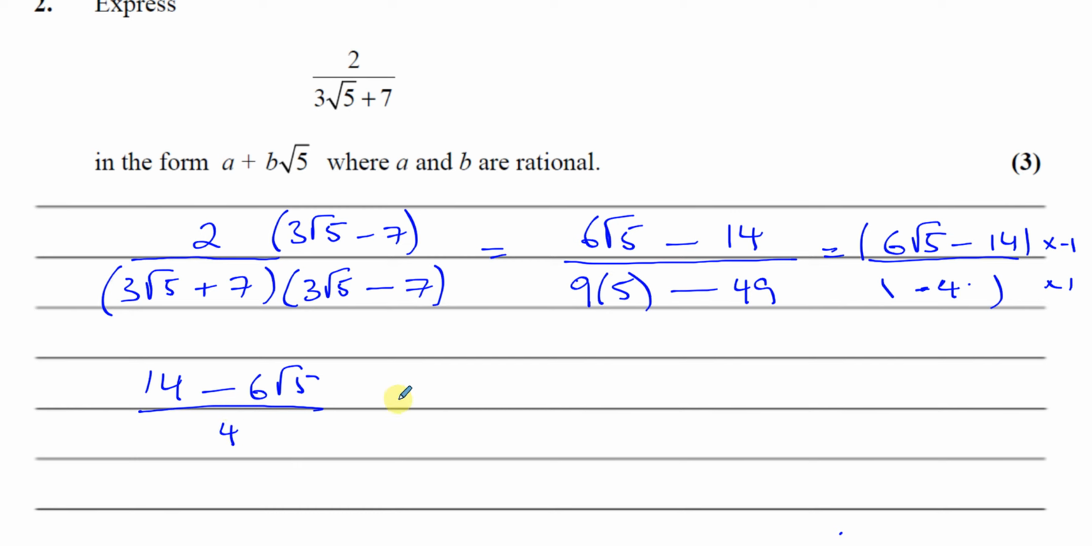Okay, so now that looks a bit easier to deal with. So I have 14 over 4 minus 6 times root 5 over 4. So they want it in this form, a plus b root 5. So 14 over 4 is 7 over 2, which is 3.5, minus, and 6 over 4 is 3 over 2 times root 5. Okay, so here we have the answer. 7 over 2 minus 3 over 2 root 5. And that's the answer to this question.